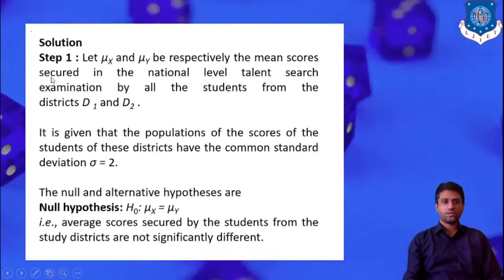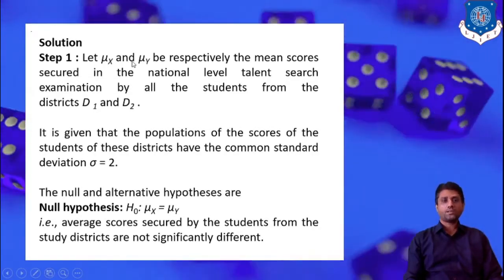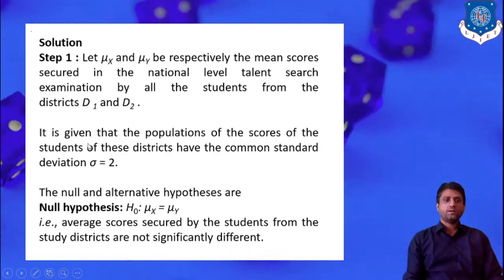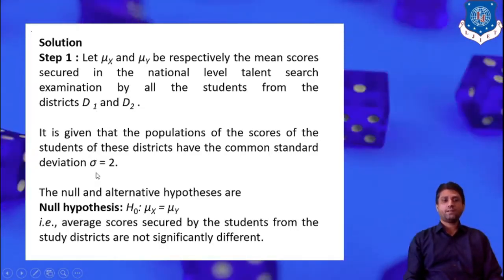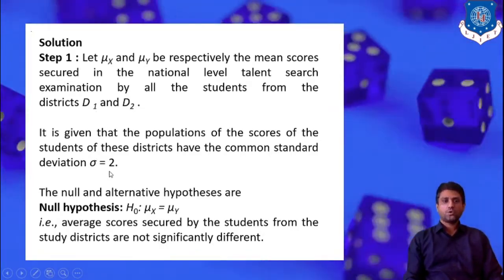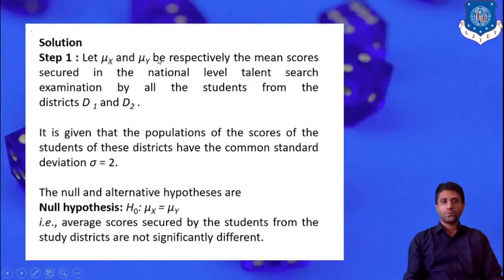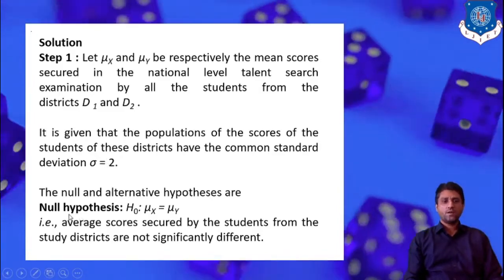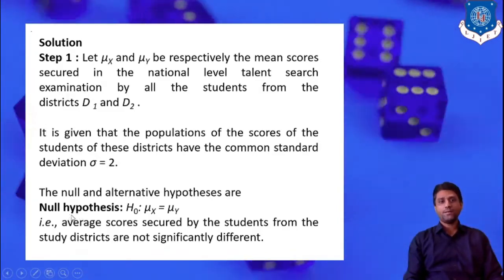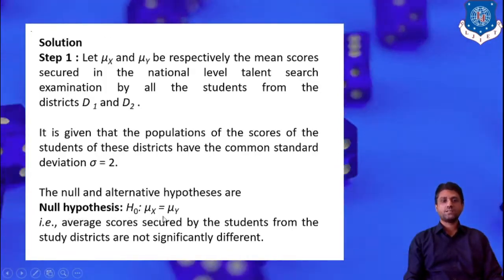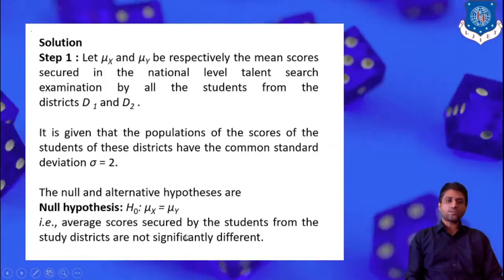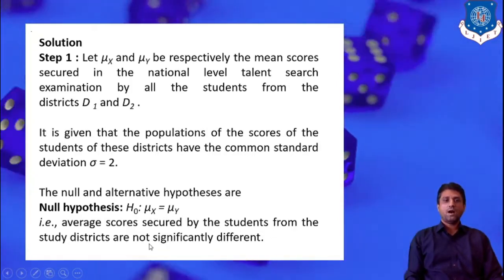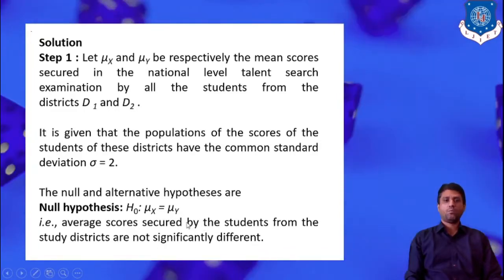So let's start the solution. Step number 1: mu x and mu y, that is the mean corresponding to district D1 and district D2. The second statistic parameter, the standard deviation, is given in the question. So here two things are given: the means mu x, mu y, and the standard deviation. On the basis of this, we have to develop a null hypothesis, that is, mu x is equal to mu y. That is, the average score secured by the students from district D1 and district D2 are not significantly different. Both are equal.